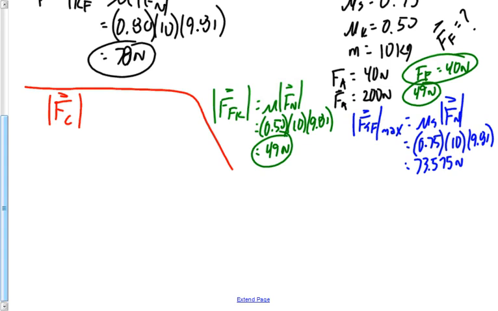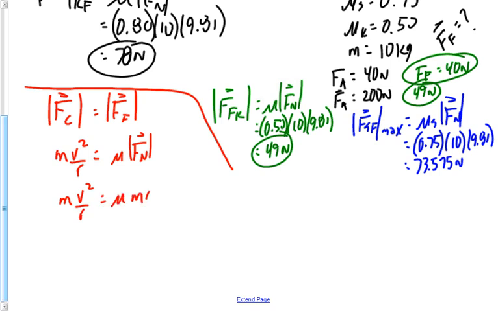When I swing my keys around my head, it's caused by the tension in the rope. When the Earth goes around the sun, it's caused by gravity. When a car goes around a turn, the centripetal force is caused by what? Friction. So we'd say mv squared over r is equal to mu times Fn, which Fn is m times g. Masses cancel. We'd end up solving for v there, or whatever it is that we were looking for.